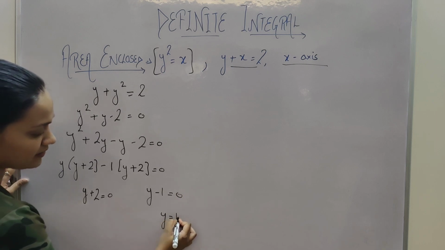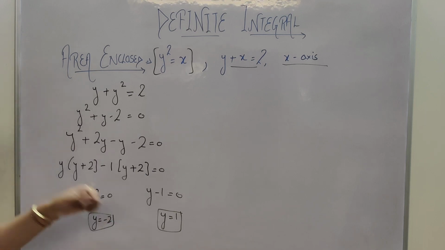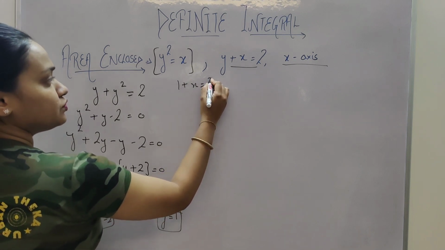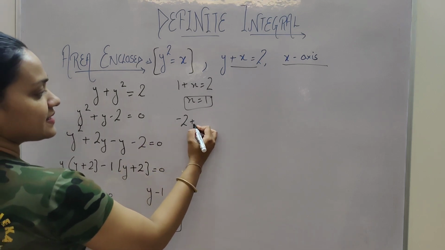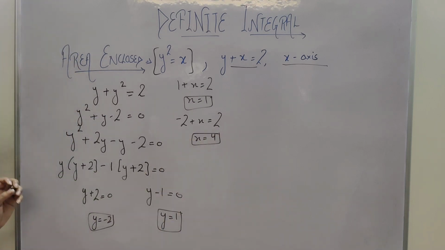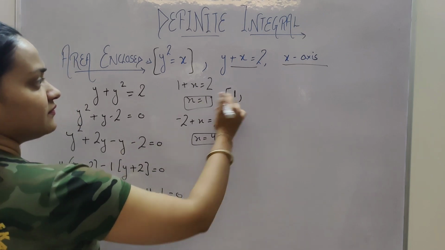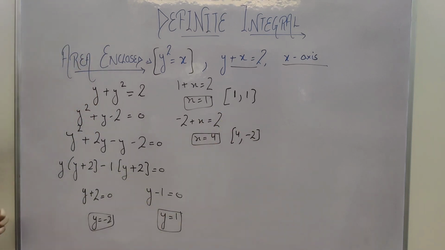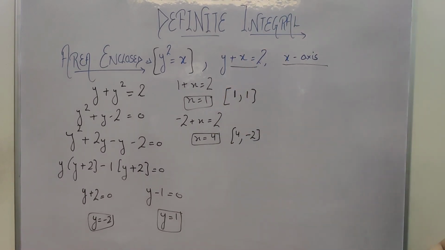Here y is equal to 1 and y is equal to minus 2. Putting these two values in this equation, we get y plus x is equal to 2, so x is equal to 1. Putting minus 2, minus 2 plus x is equal to 2, so x is equal to 4. Clear? These are the two points, x is equal to 1 when y is equal to 1, and x is equal to 4 when y is minus 2. This is how we get the intersecting points.